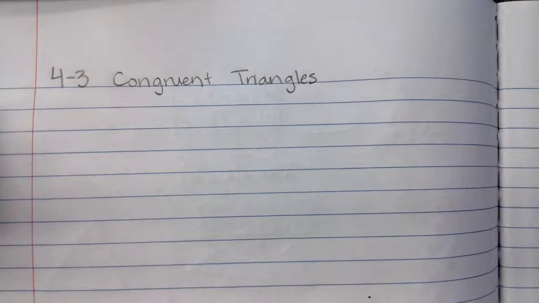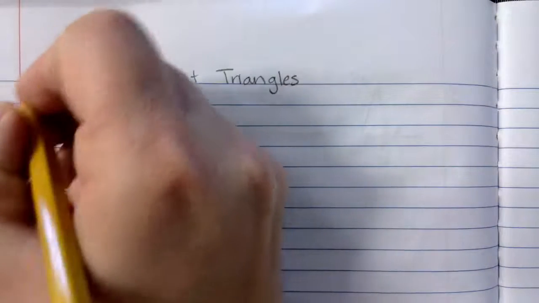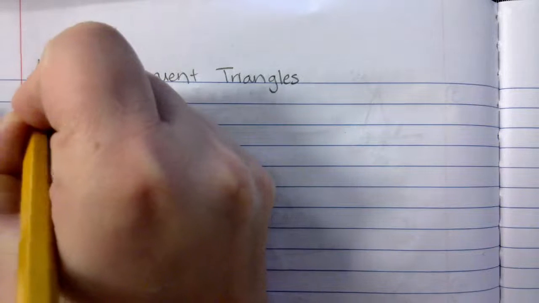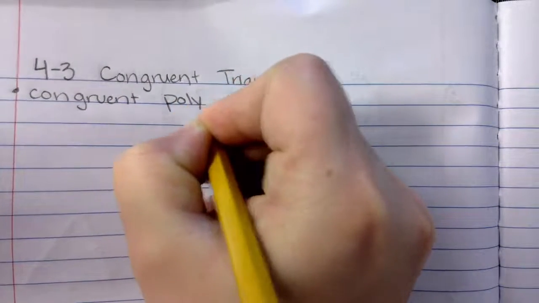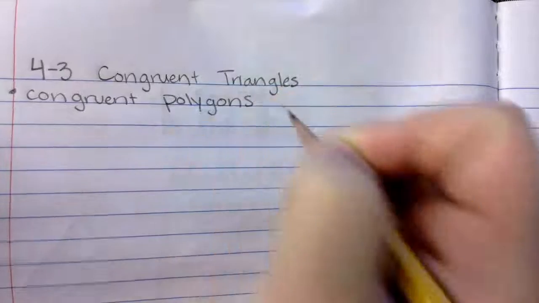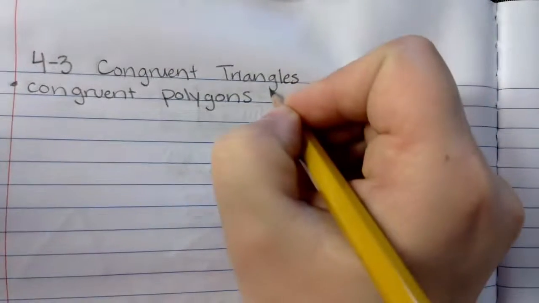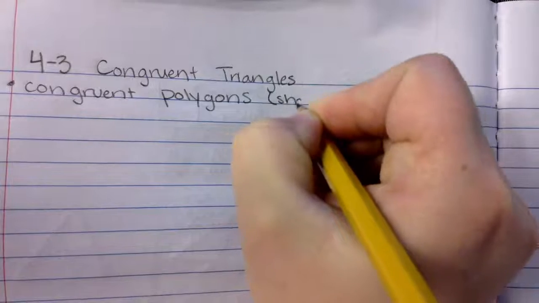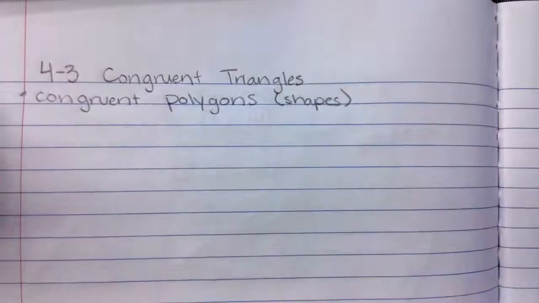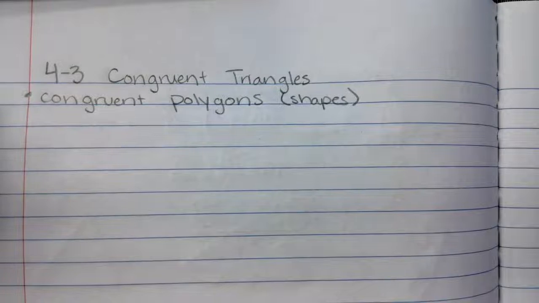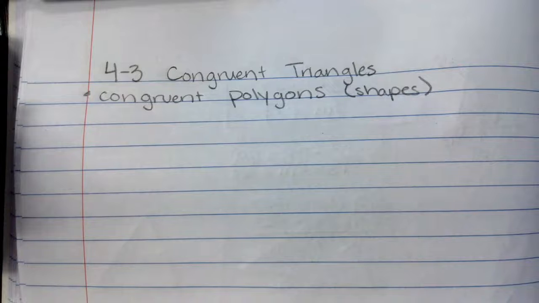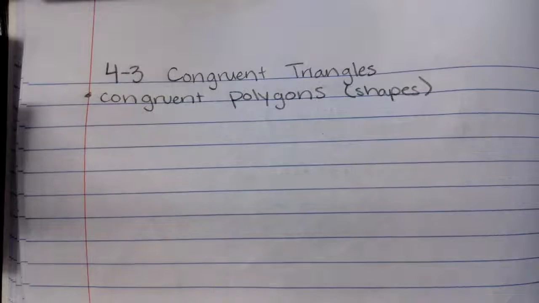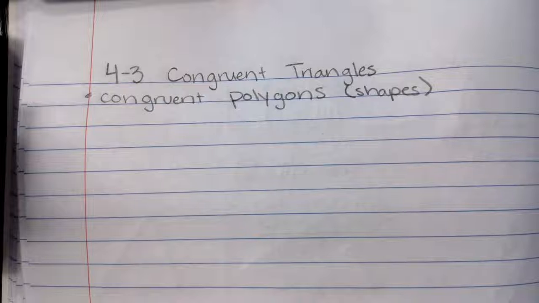Alright, so congruent polygons. Let's talk about that first. Polygons is a fancy word for shapes. We'll talk more about polygons, I think, in chapter 6, where we really start talking about polygons. We're just throwing it in here for funsies today, because congruent triangles are a shape, and shapes are called polygons, so might as well just throw in all the words.